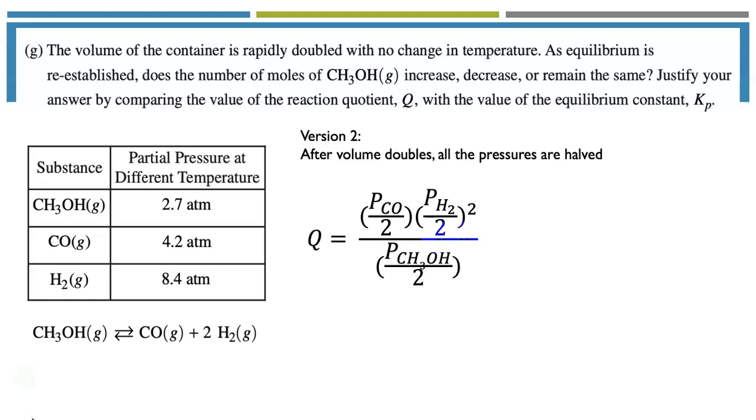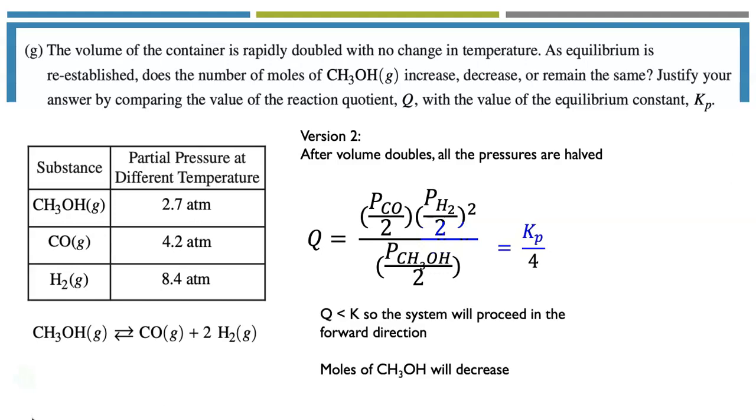1/2 of the original carbon monoxide partial pressure and half of the original hydrogen partial pressure, which of course then gets squared. And then we have half of the initial methanol partial pressure. And so we can say that Q at the end is 1/4 of K, which of course is smaller than K. All right. And so if Q is less than K, we're still going to proceed in the forward direction, and the moles of the reactant, methanol, will decrease as we reestablish that equilibrium. Either way, we have enough work to support our answer.